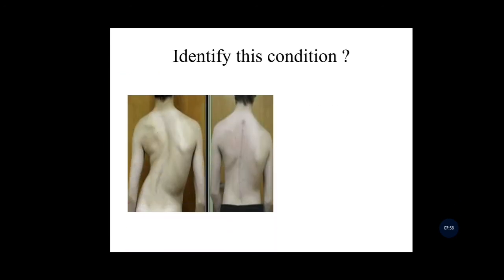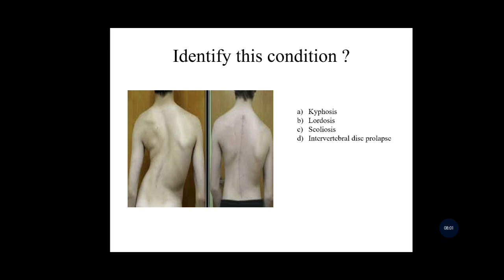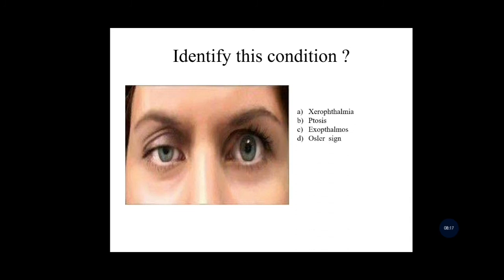Identify this condition. Options: kyphosis, lordosis, scoliosis, and intervertebral disc prolapse. The right answer is scoliosis. Scoliosis is a lateral curvature of the vertebrae. Identify this condition. Options: xerophthalmia, ptosis, exophthalmos, and Osler sign. The right answer is ptosis. Ptosis means drooping of the eyelid.